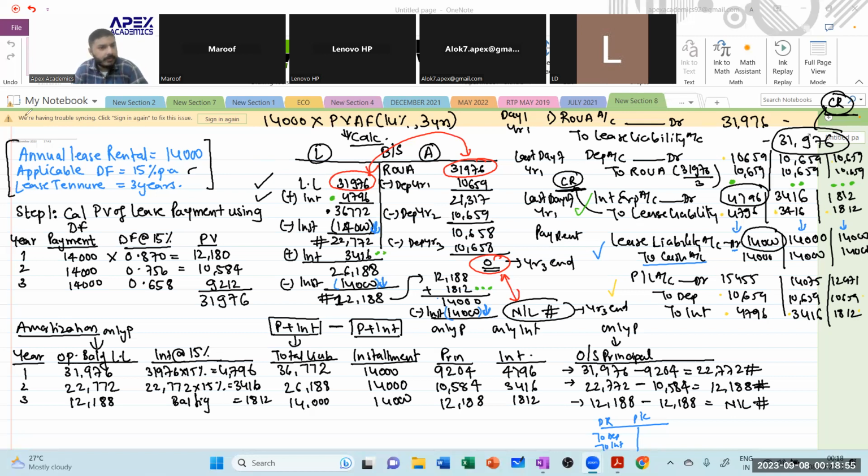With your permission, can I rub the lease amortization schedule downstairs? Can I rub it? Because all the necessary calculations are there on our screen. Can I rub this downstairs? Can I rub it, please? Yes? Okay. I want to show everything in one slide only so that you will be able to appreciate the difference.